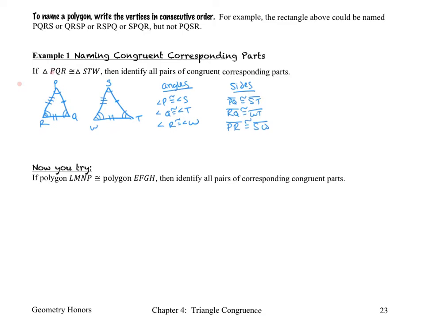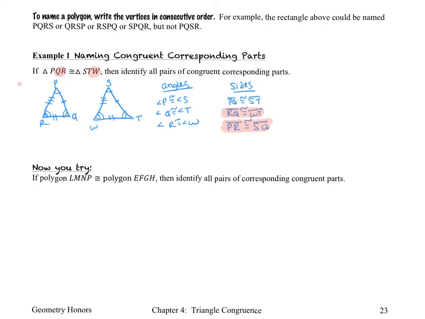So, for instance, PR matches SW in that order. It's the first and last of my congruent statement. Or I could say, for instance, QR, I already know it should match the segment on the right, TW. And so I can check that. QR matches TW, or RQ matches WT. Same idea. Okay, now you try.